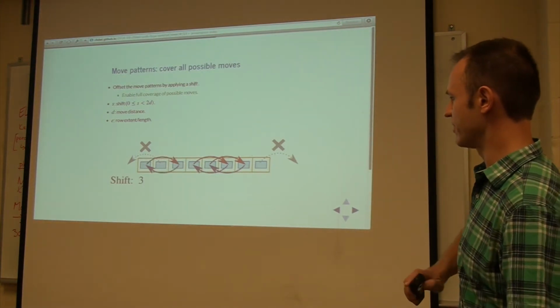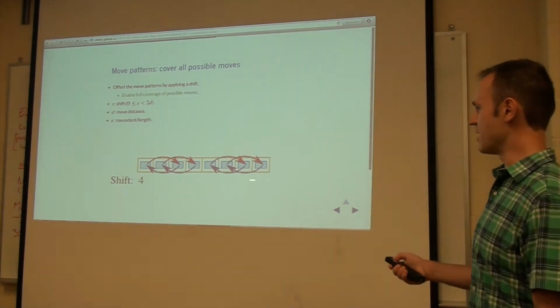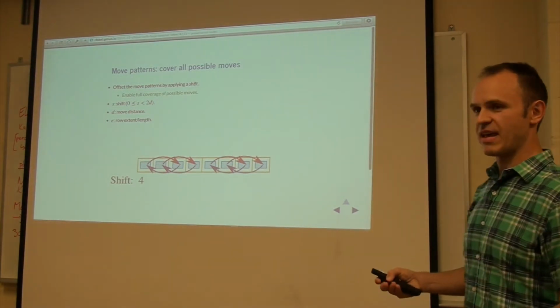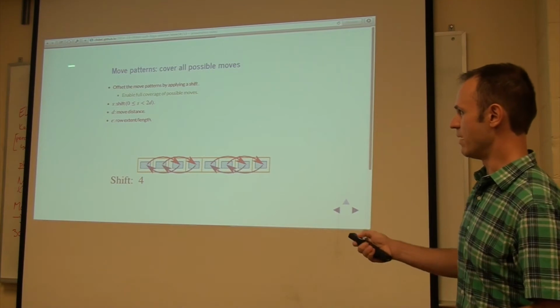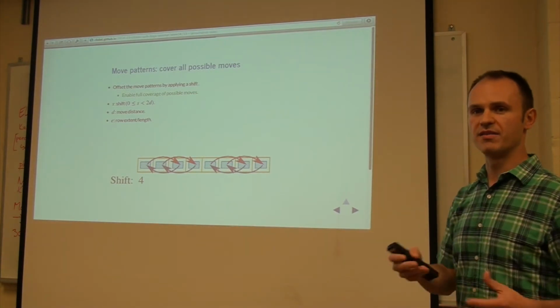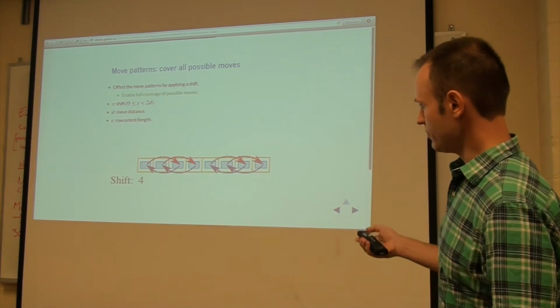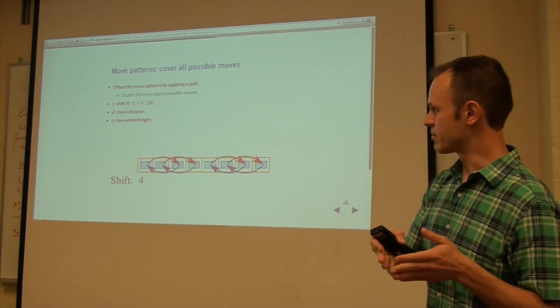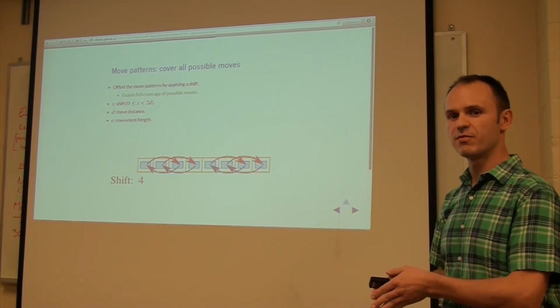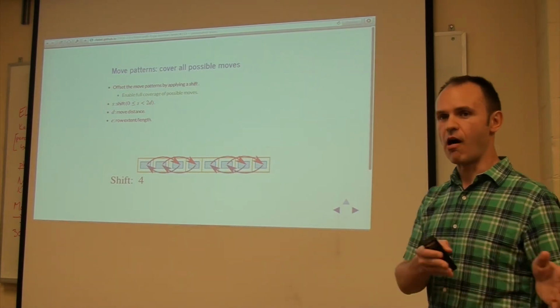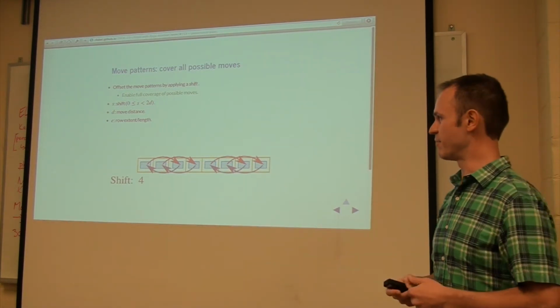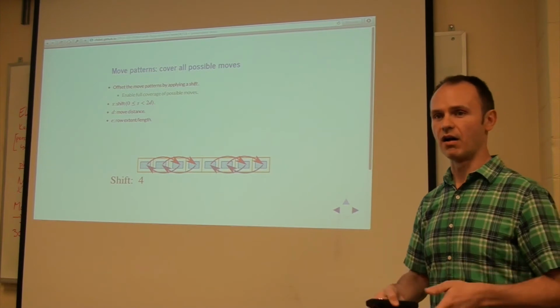As we continue shifting, we eventually end up back at our starting point. And this happens, so the effective shift values are between 0 and twice the move distance. So by combining a distance parameter with a shift parameter, we can generate all possible moves along a row of the FPGA while avoiding hard conflicts.